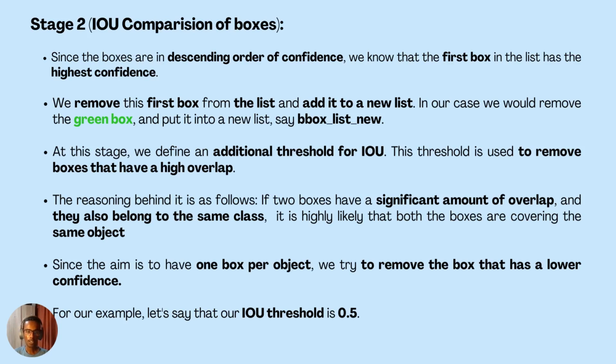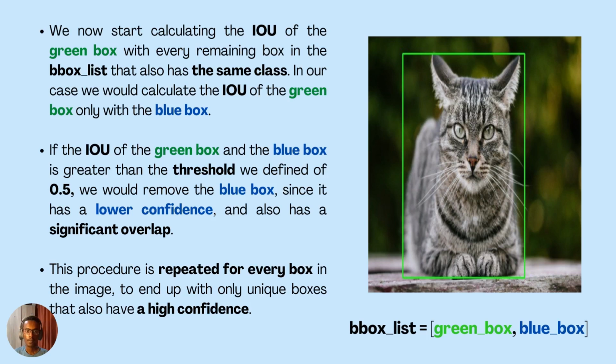So since the aim is to have one box per object, we try to remove the box that has a lower confidence. So for our example, let's say the IOU threshold we define as 0.5. So we have two boxes, green box and blue box. So in order to have the green box only, we have to remove the blue box. So we start calculating the IOU for the green box first, and we compare it with every remaining box in the B box list, which is in this case, in the B box list, we have two bounding boxes.